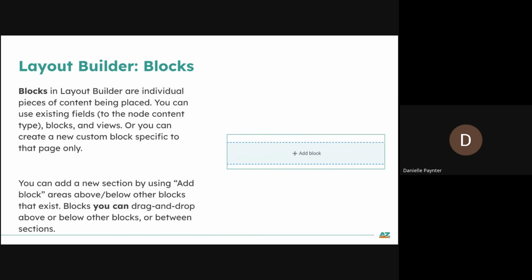And very similarly, we use the add block above and below, but the big difference with blocks is you can drag and drop them. You can do it above or below existing blocks, or you can even go between sections. It takes a little bit of time, so you have to allow it to scroll, but you can go between sections.